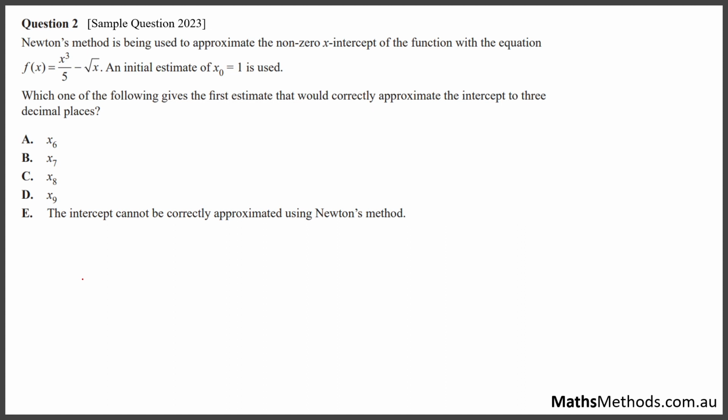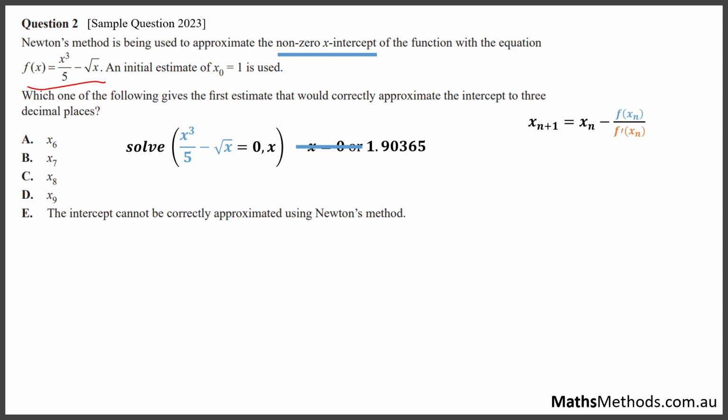Okay, so we want to find the first approximate x-intercept to 3 decimal places. So we may as well find out what the actual intercept is. I'm just going to solve this equation up here equaling 0 on my CAS. And that's going to give me 0 or 1.90365. And given we're looking for the non-zero x-intercept, I'm going to get rid of this option, and we know what we're looking for.